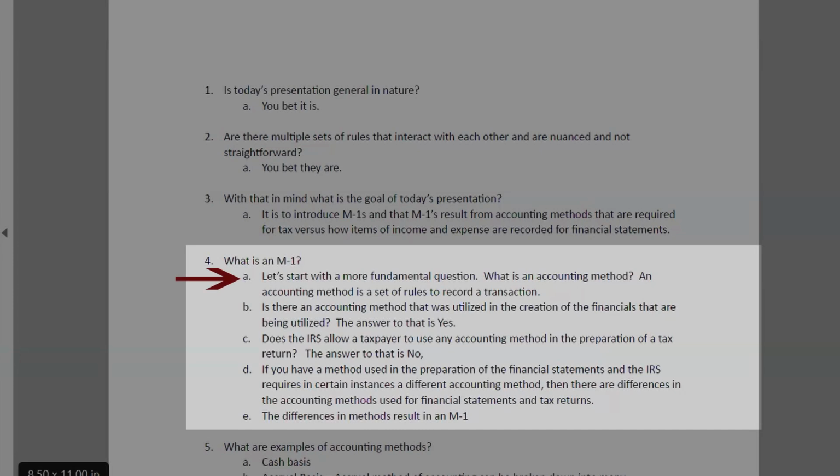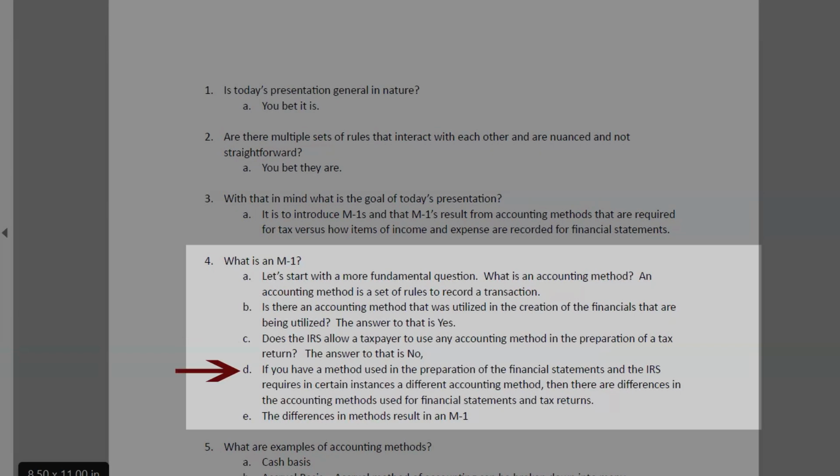Sam, what's number four say? Let's start with a more fundamental question. What is an accounting method? An accounting method is a set of rules to record a transaction. Is there an accounting method that was utilized in the creation of the financials that are being utilized? The answer to that is yes. Does the IRS allow a taxpayer to use any accounting method in the preparation of a tax return? The answer to that is no.